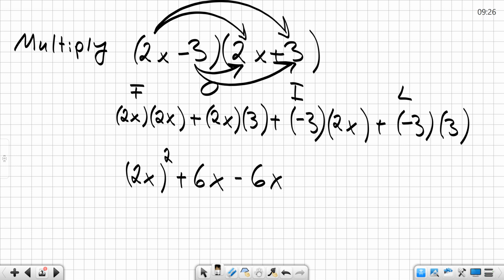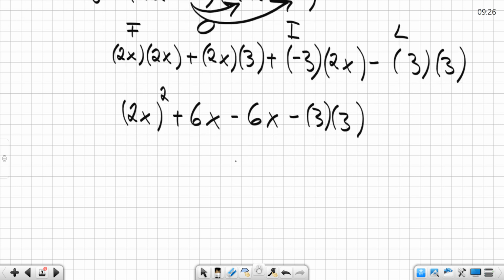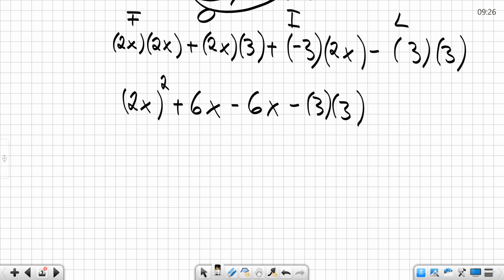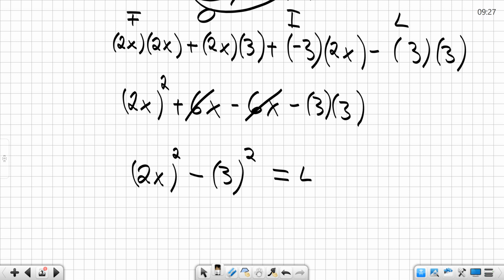Plus negative, this negative sign here, I can pull this out, so I have minus 3 times 3. And I see in the middle, these two terms are going to cancel out. And what I have is 2x squared minus 3 squared. And if I multiply this out, I get 4x squared minus 9.